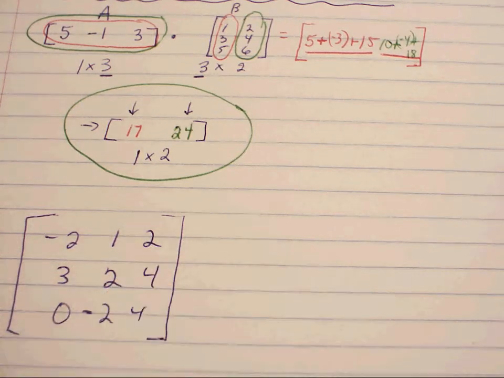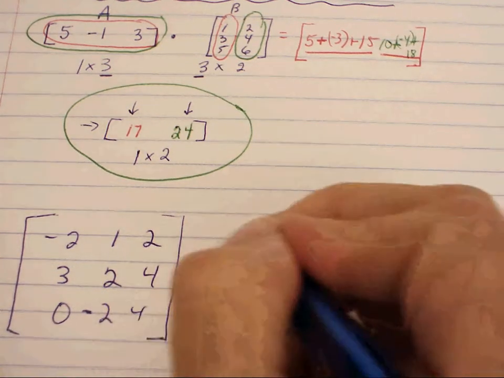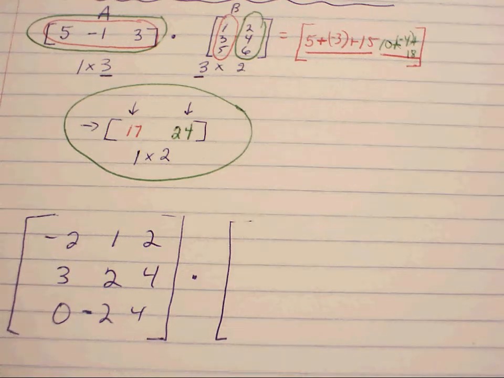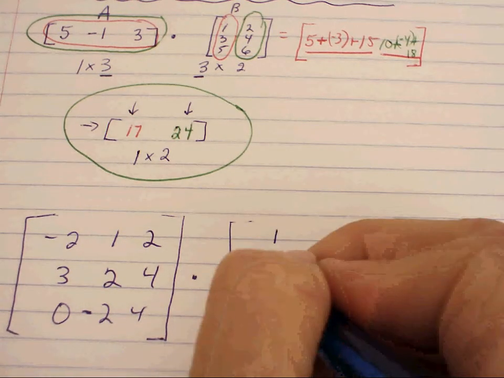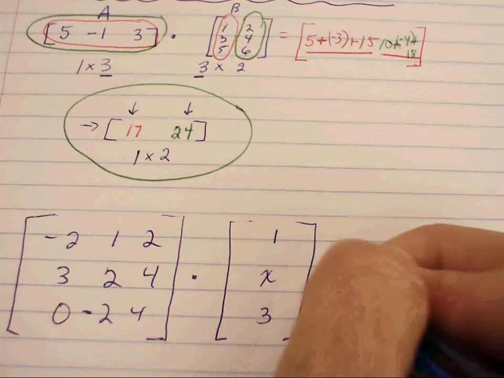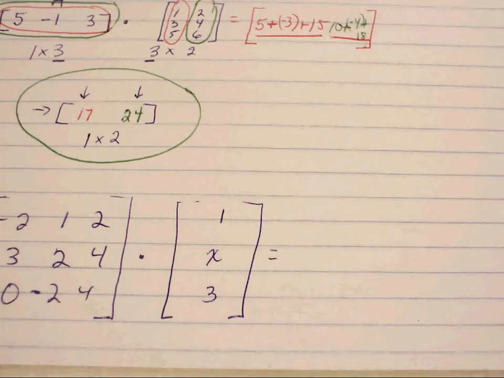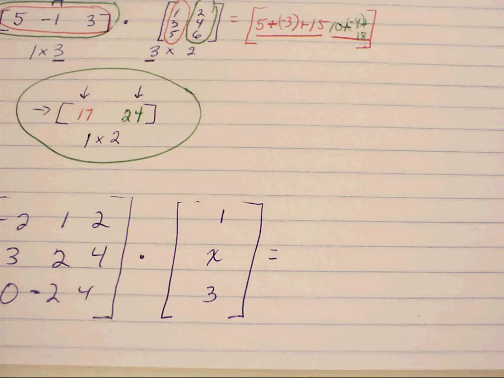Negative 2, 1, 2, 3, 2, 4, 0, negative 2, 4. That is a 3 by 3. We're going to multiply it by a 1 by 3 matrix with entries 1, x, 3. And our goal is for it to equal, we don't know yet.